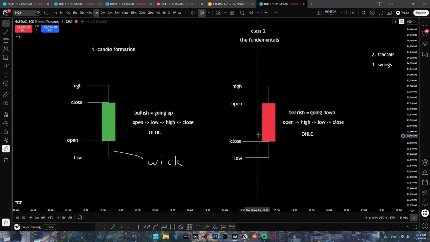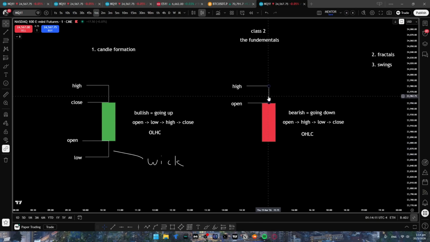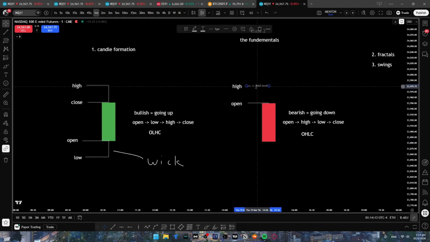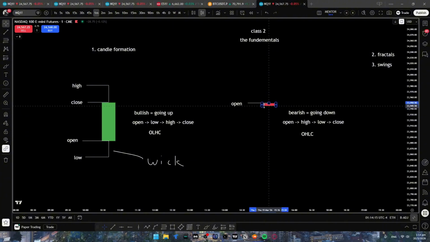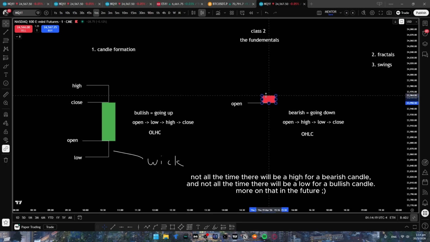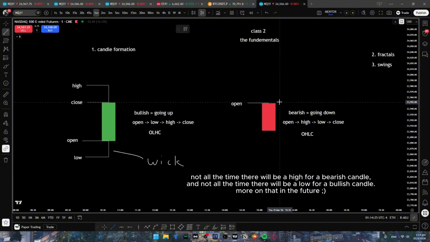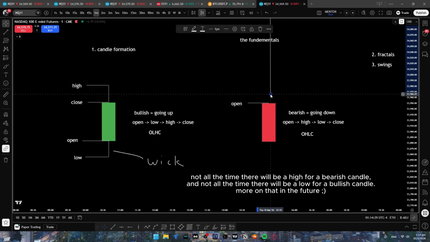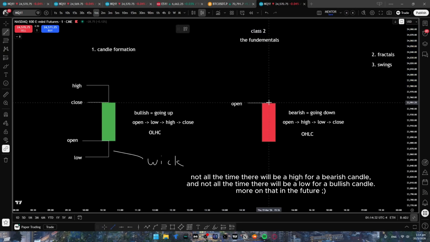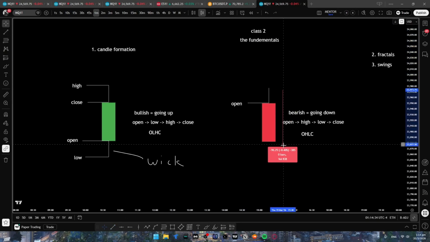So first of all, we have an open. We don't have the wick yet. We don't have this. So it's just open, right? And typically, it will go higher first, right? Then it goes down. Immediately after it goes down, there will be this wick.